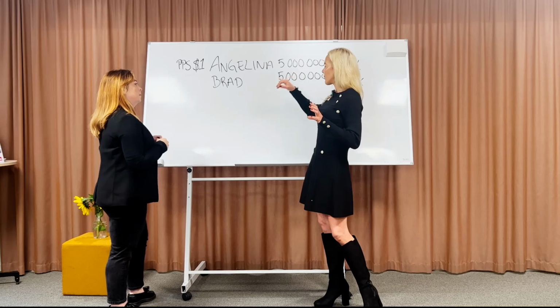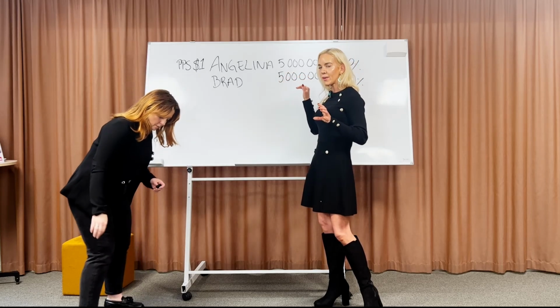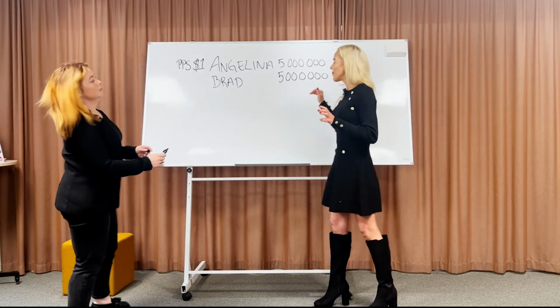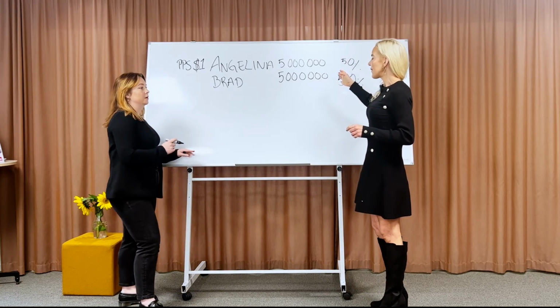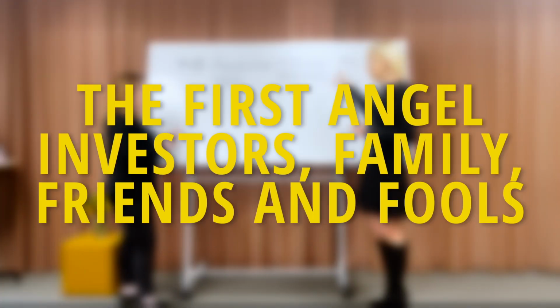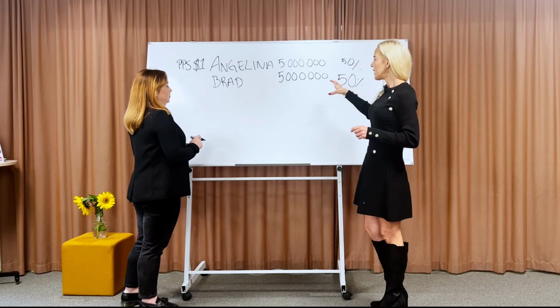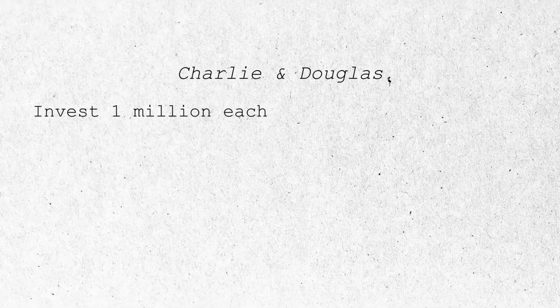So Angelina and Brad will still hold the same number of shares. What will be affected is instead their ownership. So let's say that we bring in two investors investing 1 million each, so in total 2 million. And that's Charlie and Douglas. So I'm going to write, welcome to the company, Charlie and Douglas.